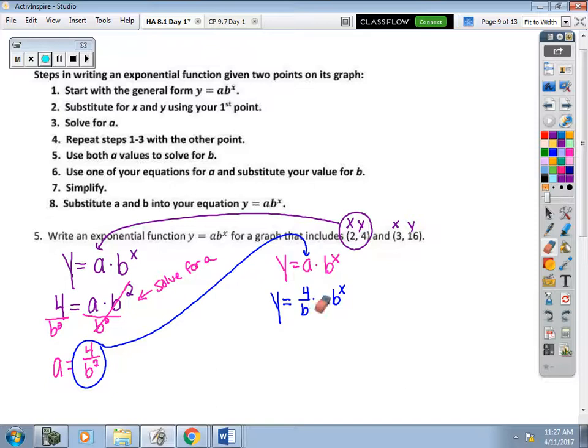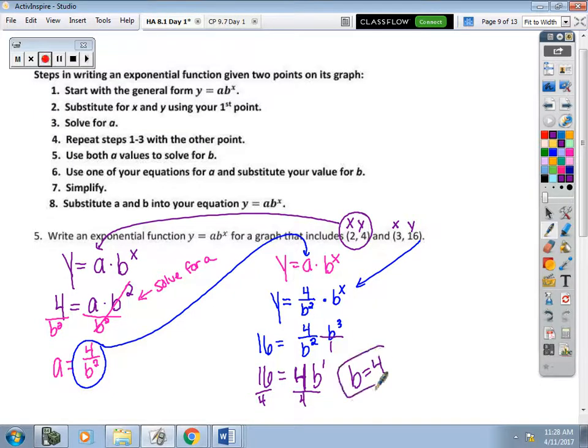Then you plug in your second point. So my second point, 16, will go in for y. 4 divided by b squared stays. B to the x will become b to the third. Then you use your exponent rules. If we're dividing exponents, because this is really b over 1, we subtract. So 3 minus 2 would just be b to the first. To solve for b, we would divide by 4 on both sides. So we'll get b is 4.